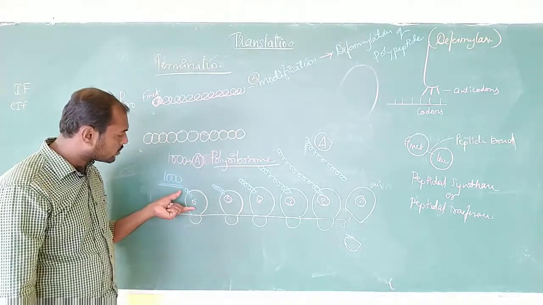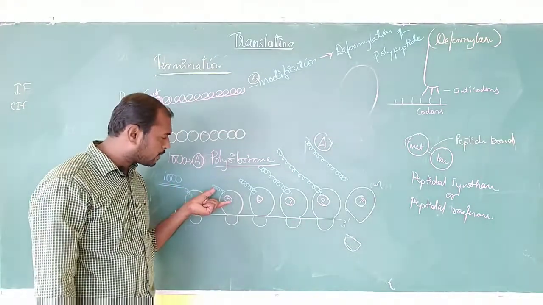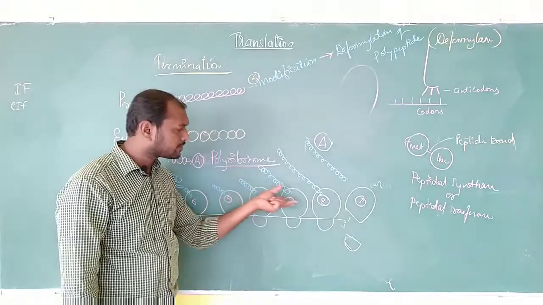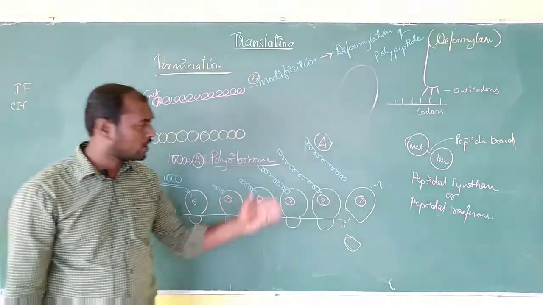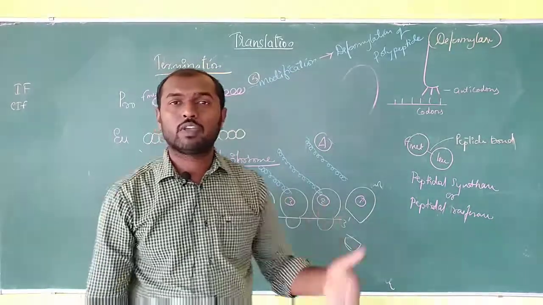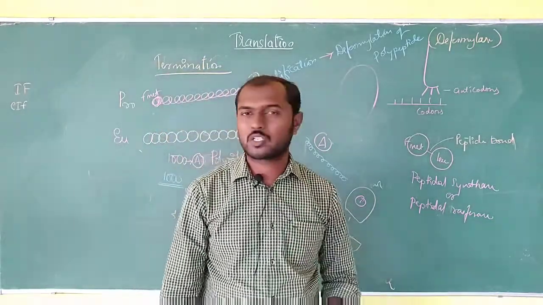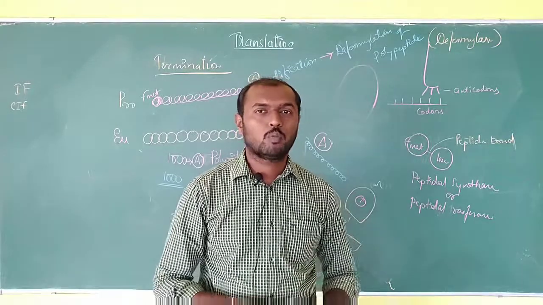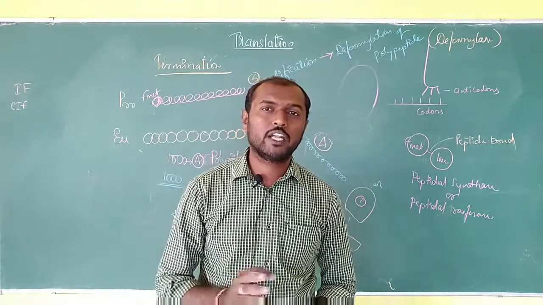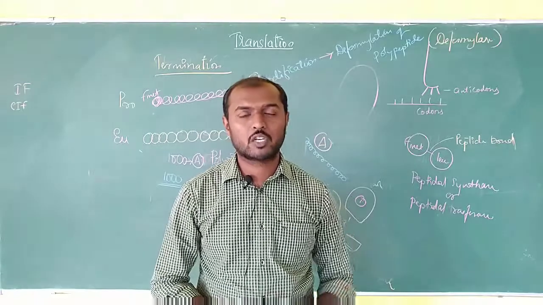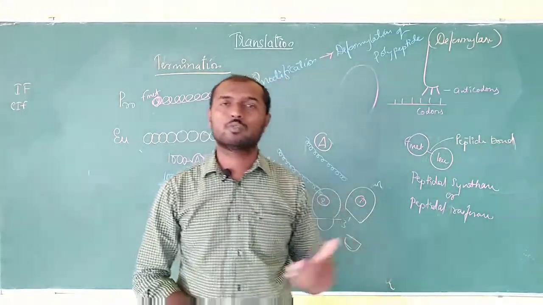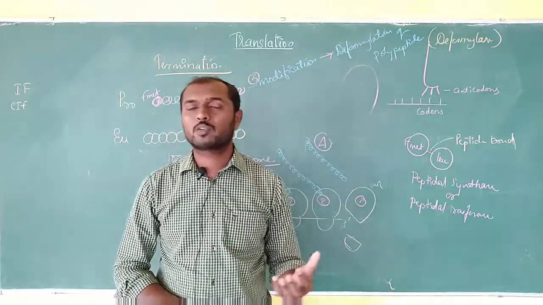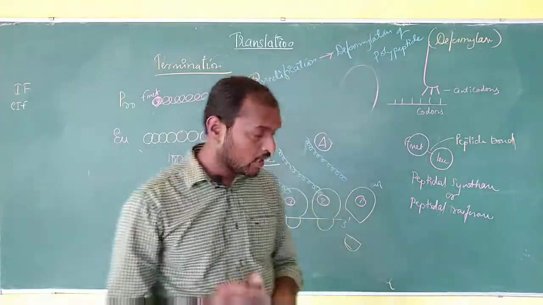Okay, so you can say the first one is having less, second one is little bit more, third one is little bit more, like this, and final one is having the completely mature polypeptide. So like this, we are going to get the many ribosomes on a same string. This is what we call polyribosome. This is what we call the end of the process called termination. Elongation means elongation of the ribosome, elongation of the polypeptide, and termination means termination of the polypeptide.